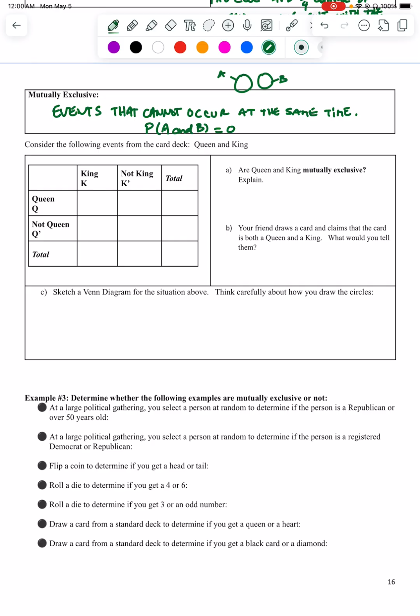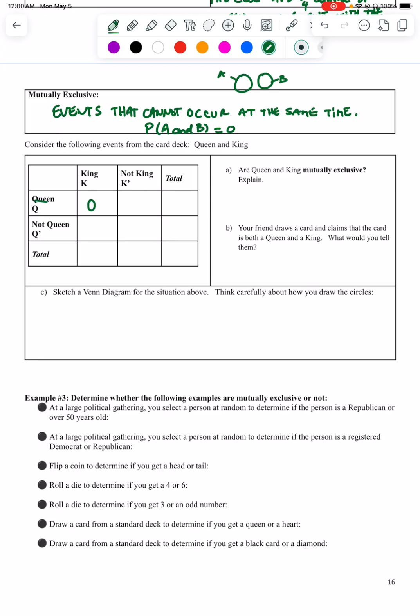Okay, now let's try to apply it here. The question says, consider the following events from the card deck, queen and king. So what is the probability you have a king and queen? When you draw a card, you cannot draw king and queen at the same time. So chances are zero. You have zero cards that are king and queen at the same time.